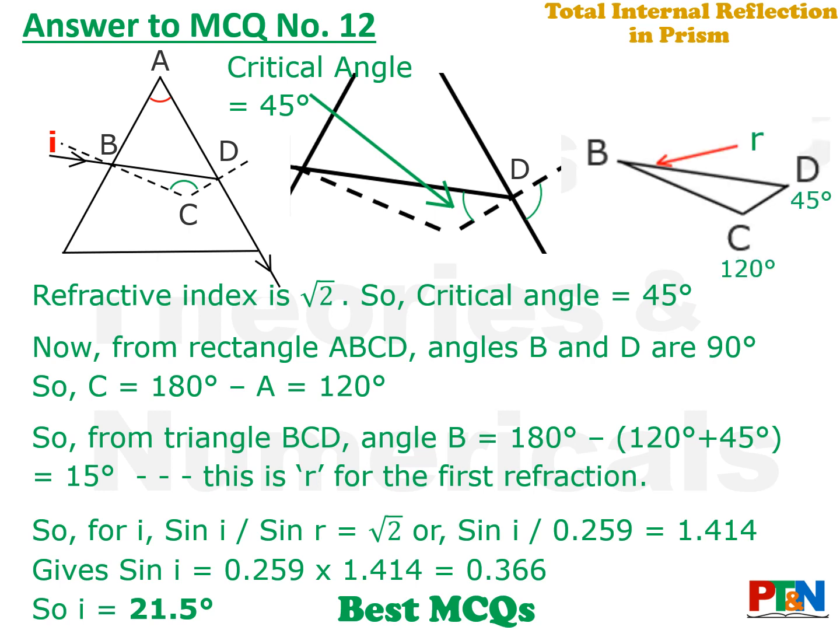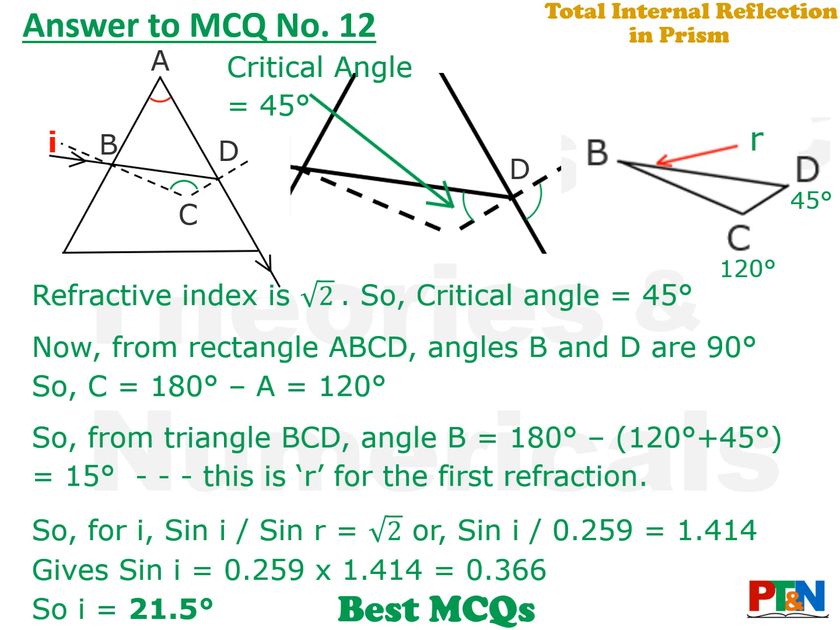Now look at this triangle BCD. Now your objective is to find out the R, because you need to find out I. If you can get R, you know refractive index, then you can find out value of I. So in this triangle, we have already calculated D as 45 degree, C as 120 degree. So what will be the value of angle B, that is R? That will be 180 degree minus 120 degree minus 45 degree. That means 180 degree minus 165 degree. So that will be 15 degree. So you got the value of R as 15 degree.